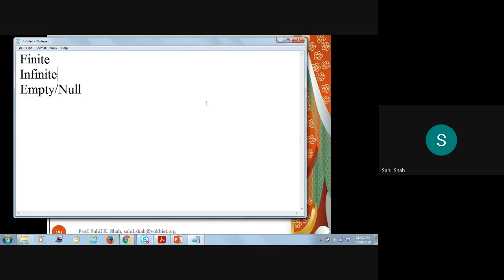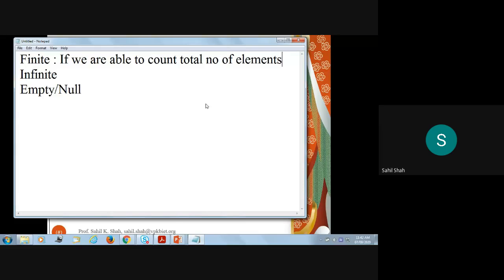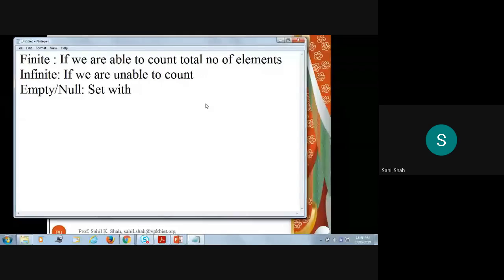So when to say finite set? If we are able to count the total number of elements in the set. If we are unable to count, then it will be infinite. And what do you mean by empty or null set? Set with zero elements, no elements at all. If you are defining a set without any elements, you would have it as an empty set.